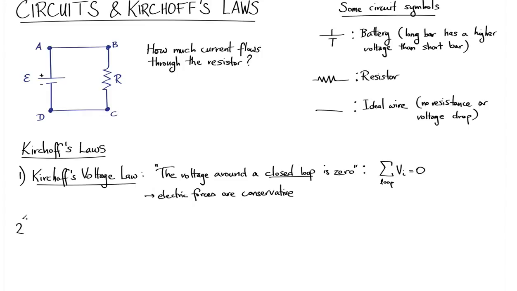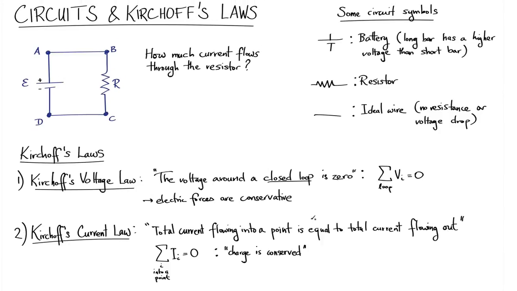So the second one is Kirchhoff's current law. Kirchhoff's current law states that the total amount of current flowing into a point is equal to the total current flowing out. Okay? So for instance, if we consider this point A on the circuit, and there's a current flowing into that point, then the current flowing out of that point has to be equal to the amount flowing in.